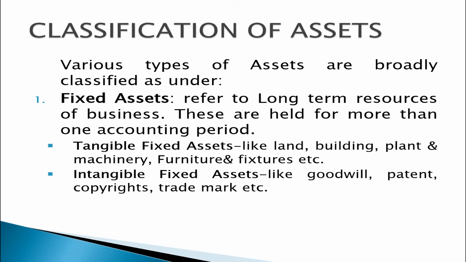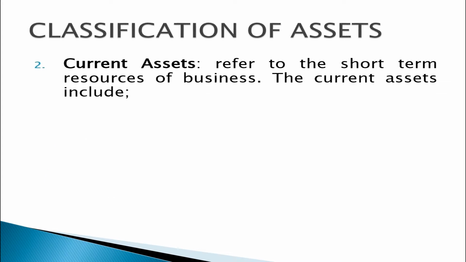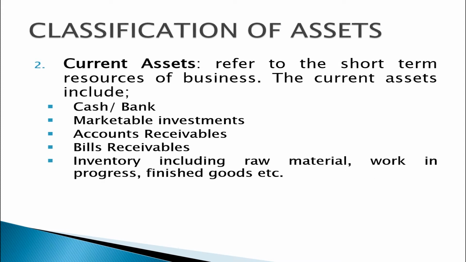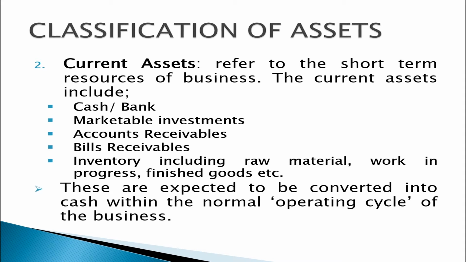And the second type is current assets. It refers to the short-term resources of the business. The current assets include cash, bank, marketable investments, accounts receivables, bills receivables, inventory including raw material, work in progress, finished goods, etc. Now, these are expected to be converted into cash within the normal operating cycle of the business.